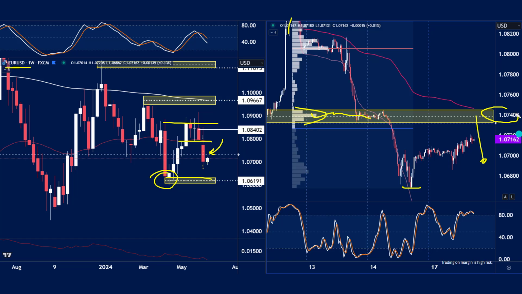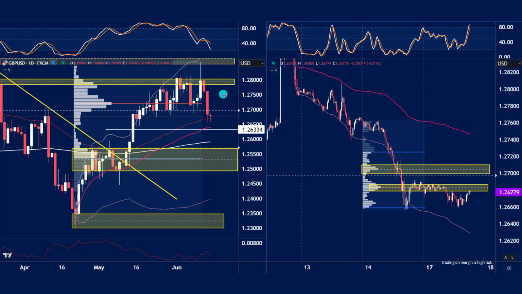So I'm eyeing up this 1.0740 level, and I'm doing that because we've got this period of consolidation which breeds that volume, and if price gets back to there, we could see the sellers that sold prices here defend that selling opportunity and try and sell once again.